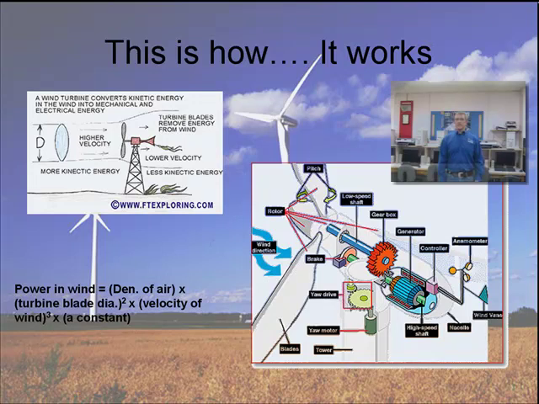Power in the wind is calculated in one formula: density of the air times the diameter of the turbine squared times the velocity of the wind cubed times a constant gives us the power in the wind. A turbine is rotated by the wind, which turns a gearbox that turns a shaft which is connected to a mechanism needed to generate electricity.